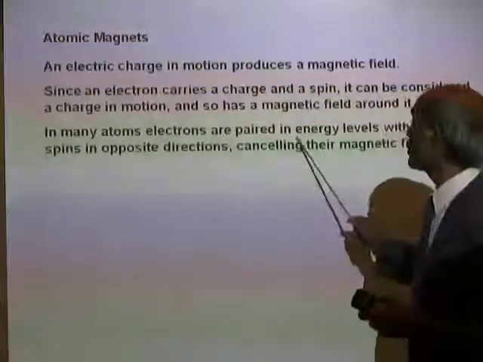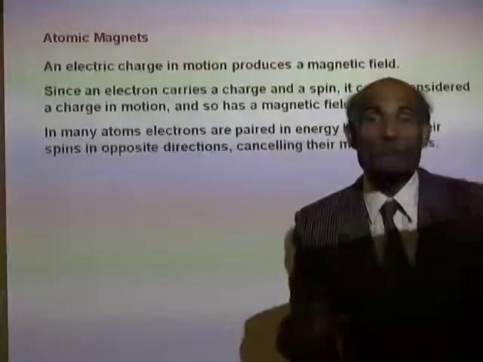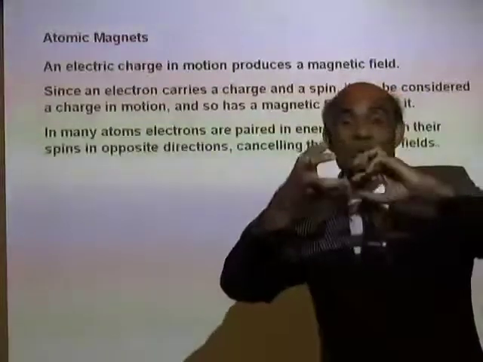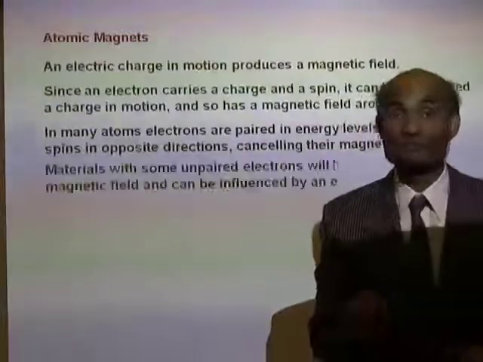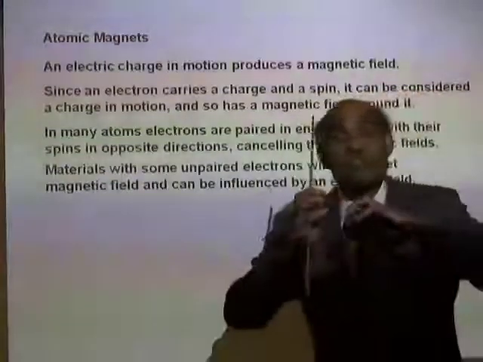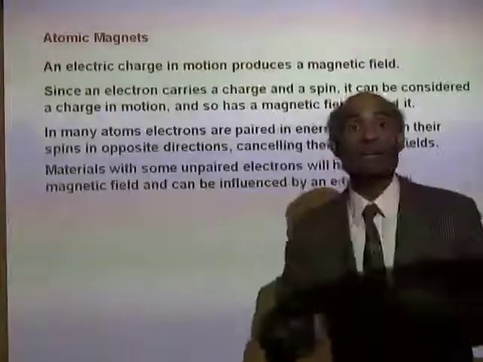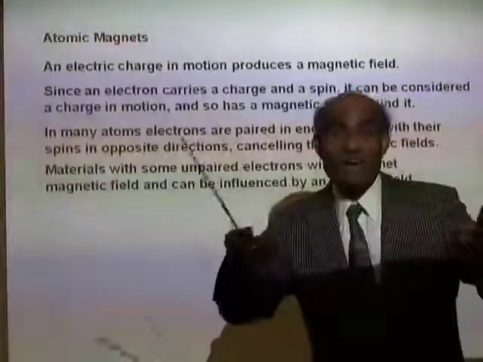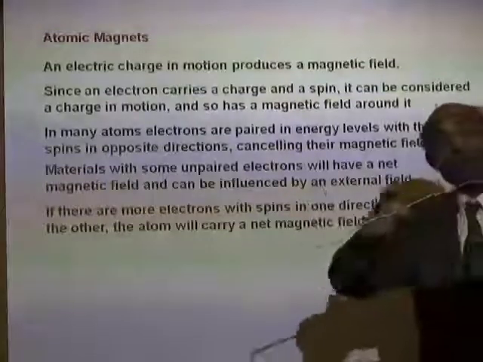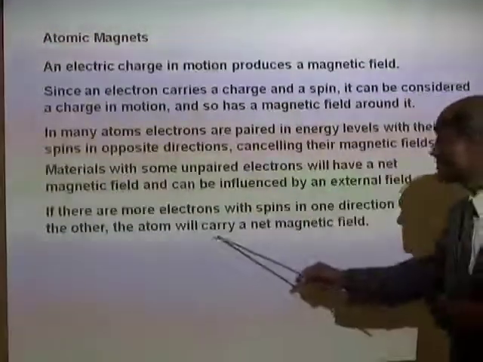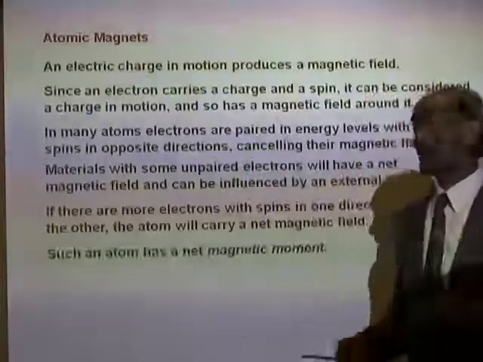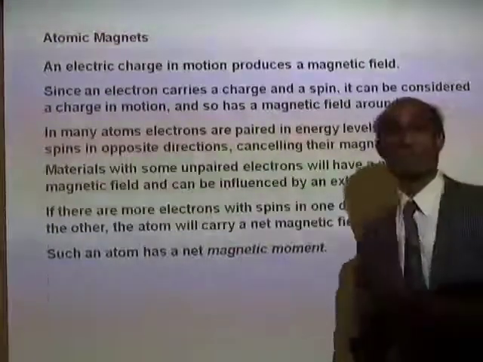In many atoms, electrons are paired in energy levels so that the magnetic field caused by one electron is cancelled by the magnetic field caused by the other electron, because their spins are in opposite directions. But in some materials which have some unpaired electrons, those magnetic fields will not cancel. There will be some net magnetic field, and that can be influenced by an external magnetic field. And also, if there are more electrons with spin in one direction than in the other, the atom will carry a net magnetic field. And this is the origin of the magnetic dipoles. Now, such an atom has a net magnetic moment.